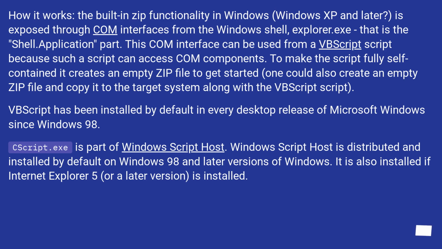The script host has been installed by default in every desktop release of Microsoft Windows since Windows 98. Cscript.exe is part of Windows Script Host. Windows Script Host is distributed and installed by default on Windows 98 and later versions of Windows. It is also installed if Internet Explorer 5, or a later version, is installed.